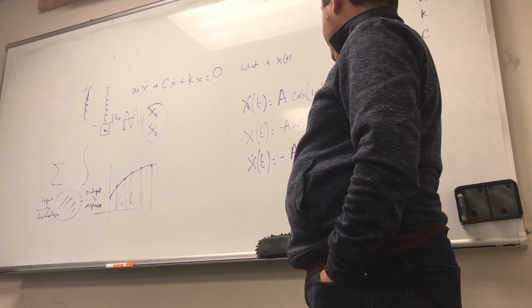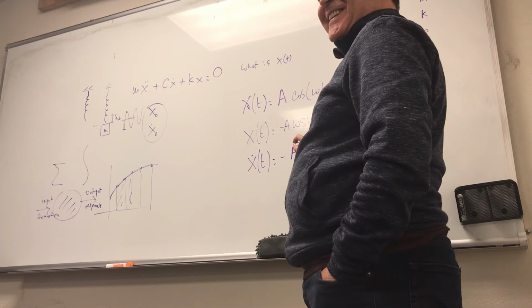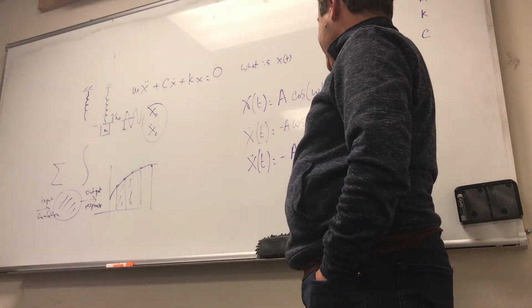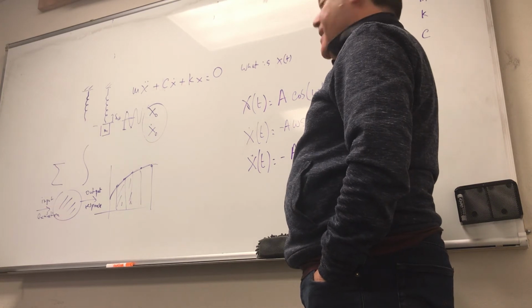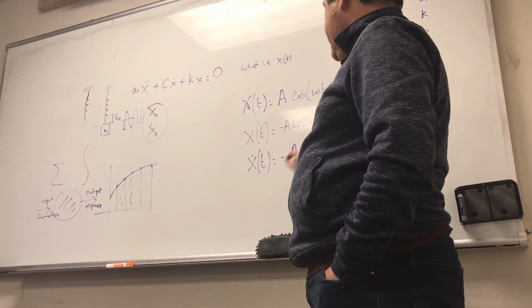Is it two omega? No, it's omega squared, because this omega was there anyways, right? But then this guy has to be chain rule, the omega comes in, so this becomes A omega squared.